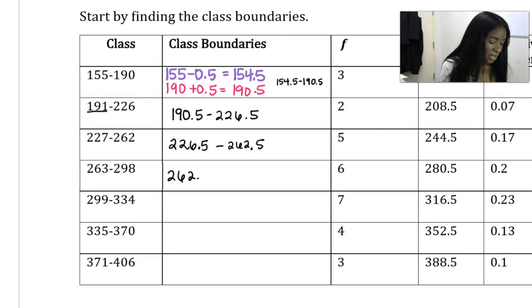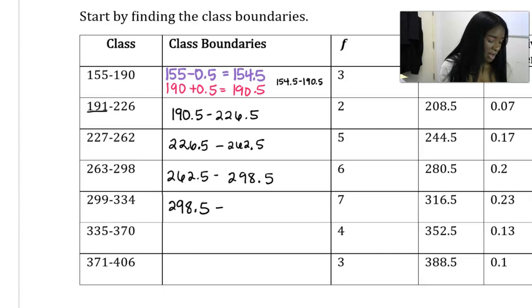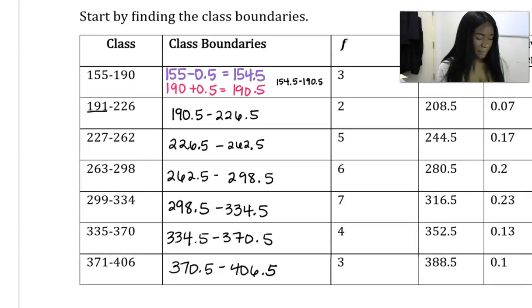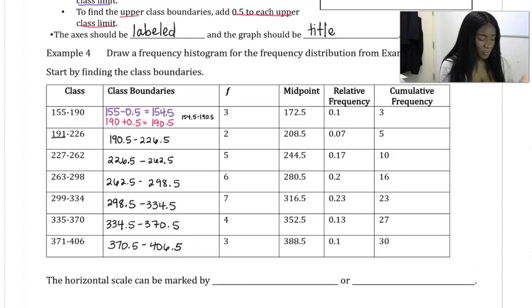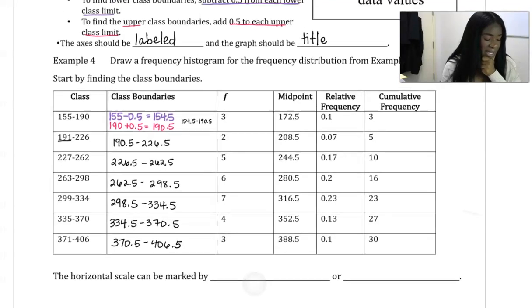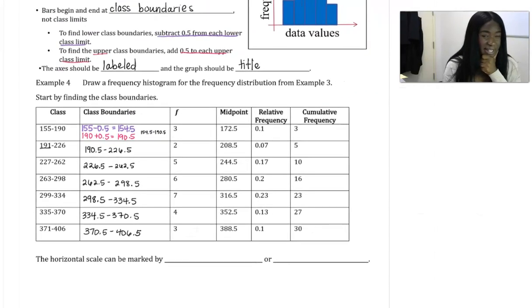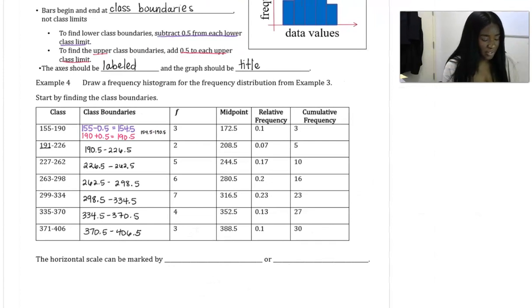So I'm just going to continue filling all of this out until we have all of these upper class limits. I'll take the lower class limit, subtract 0.5, and then I'll take the upper class limit and I will be adding 0.5 to get the new upper class boundary. Okay, so before we go any further, I just want to explain why we use class boundaries instead of class limits when we actually graph the histogram.